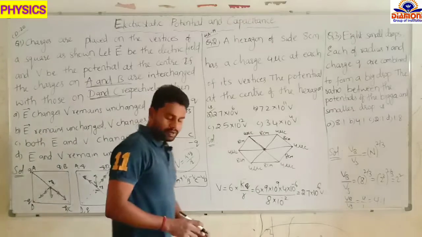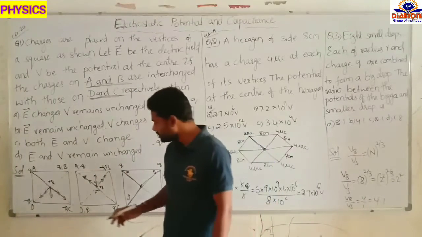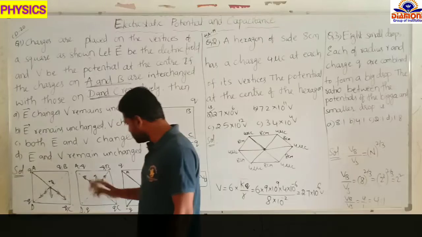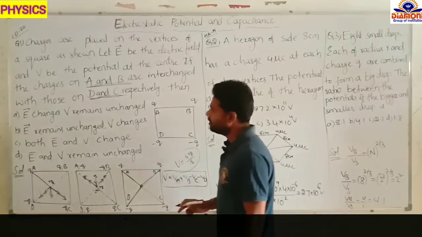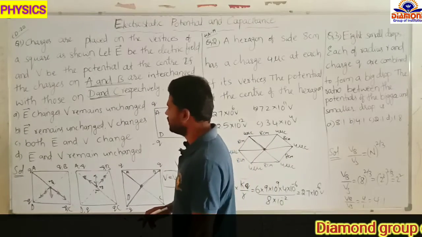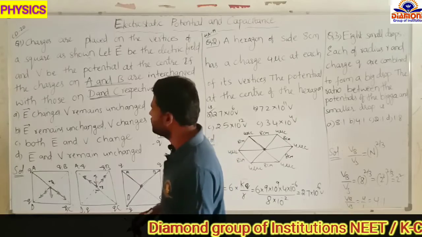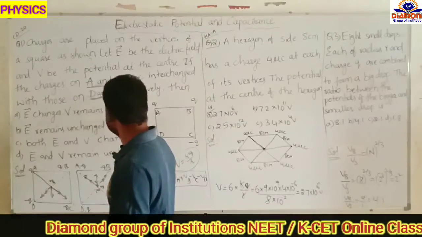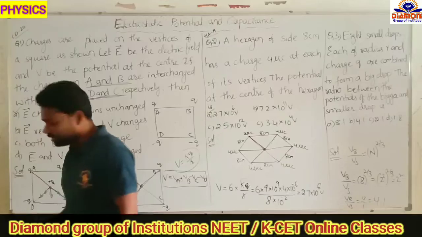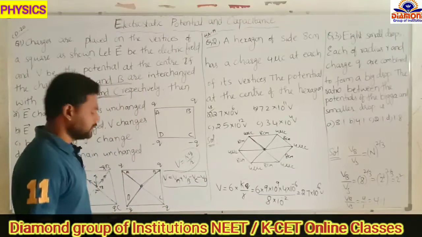So from this what we are getting is that by interchanging the charges, the electric field is changing but the potential is not changing. The option is: electric field changes and the potential remains unchanged. A option is the right answer.